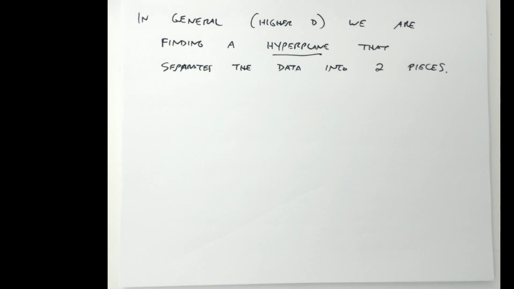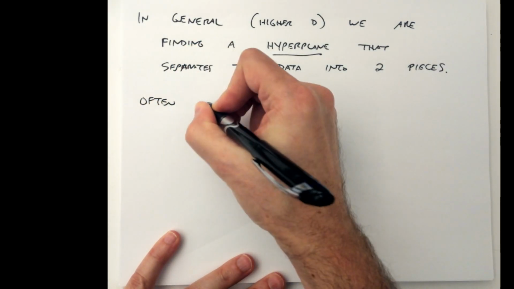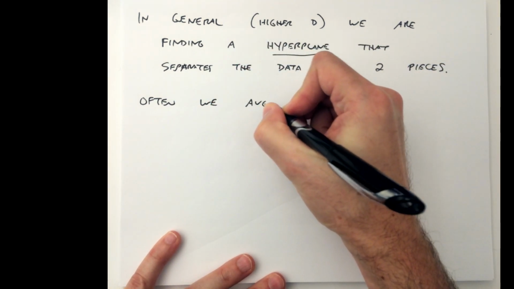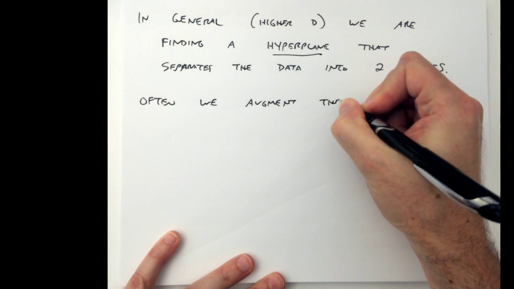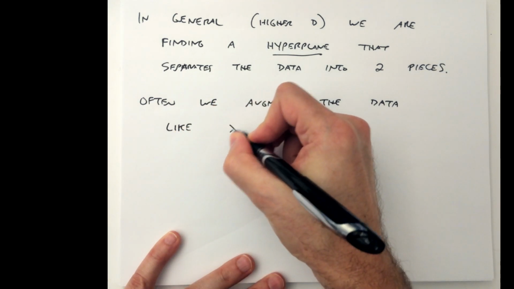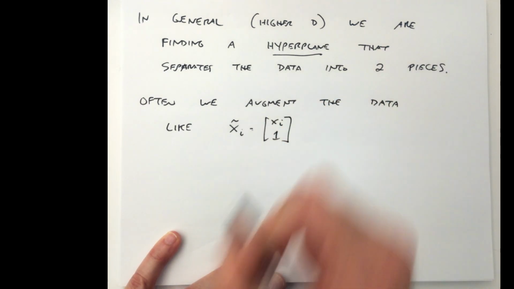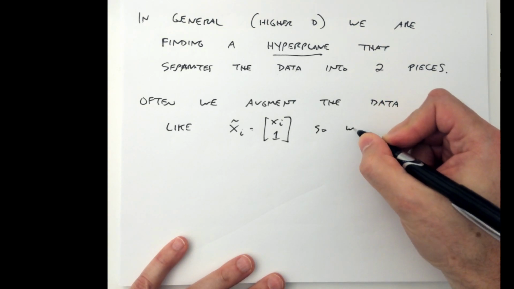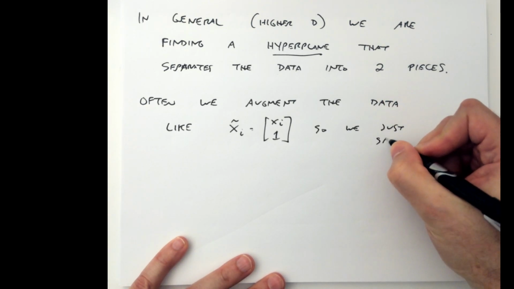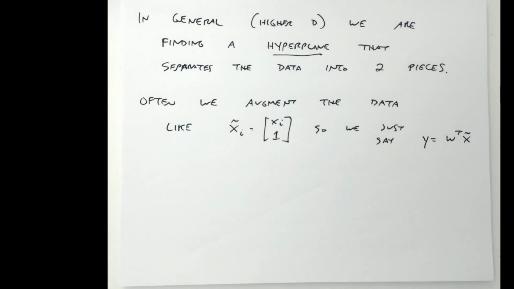And again, just like in the case we talked about before, often we augment the data: we take the ith data point and we put a 1 on the end of it. So we just use y equals w transpose x, right? That's like saying that we incorporate the bias into the weight vector. And the last element of the weight vector is the thing that's actually the constant term.